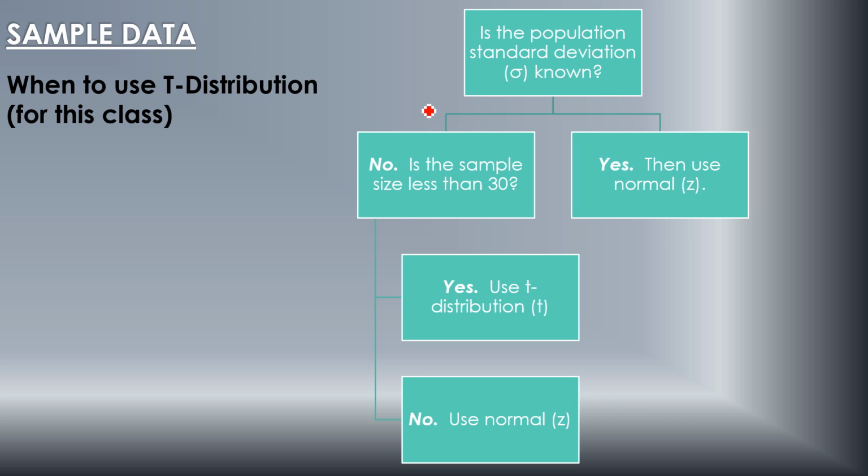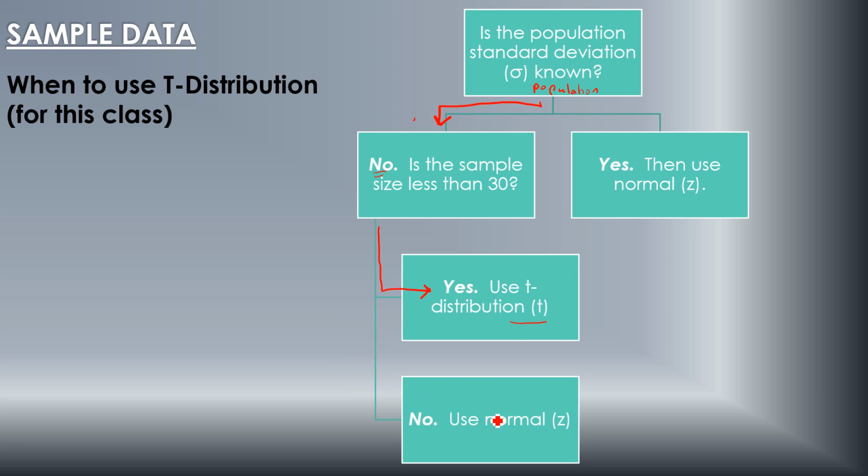So we start with this question: is the standard deviation known, as in for the population? And guess what? The answer to that is usually no. We don't know that. So we'll generally come over here: no, it is not. Then we're going to ask the follow-up question: is the sample size less than 30? Okay, now we have two possibilities. If yes, then we are definitely doing the t-distribution.